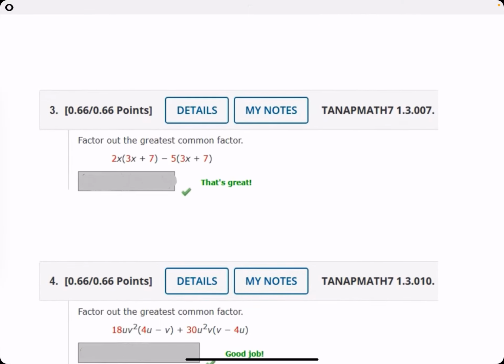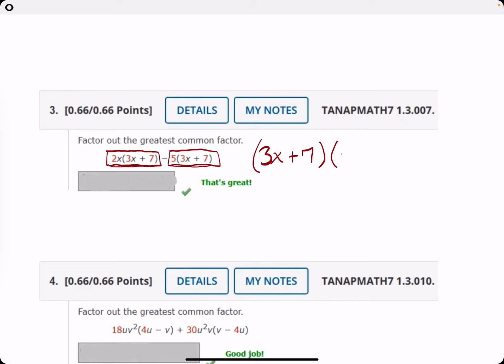Number 3. Once again, factor out the greatest common factor. Very interesting here, but I think they're asking, when you look at this big term and at this big term, what do those 2 terms have in common? What they have in common is that 3x plus 7. So we're going to take that away from this and from this.